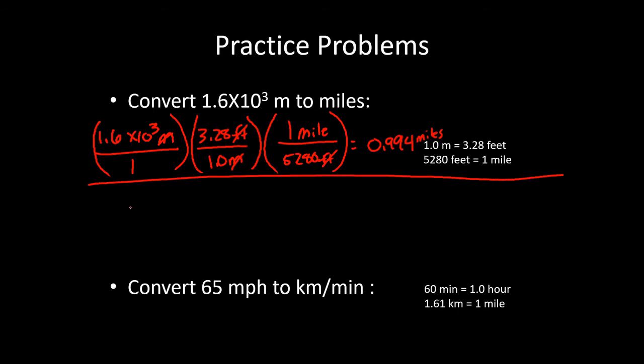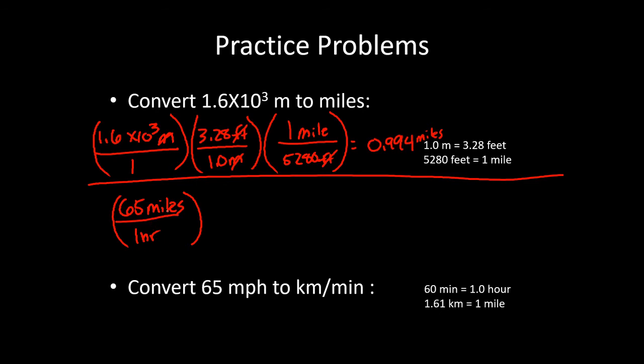There we go. So then the second one here is a little bit different. In this second example, we have more than 1 unit. We have 65 miles per hour, and we want to convert that to kilometers per minute. Anytime we have a unit per some other unit, so in this case it's mile per hour, whatever unit comes after the per, that goes down in the denominator. It's saying we go 65 miles for every 1 hour of time.